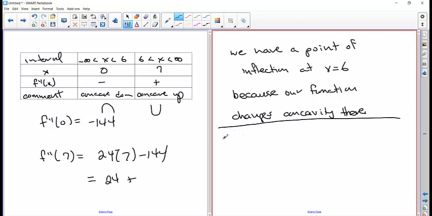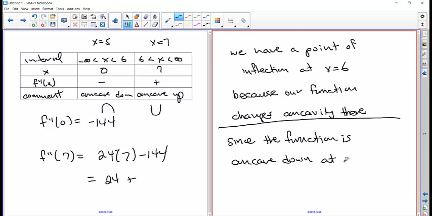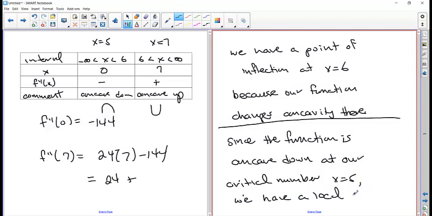Now as far as the minimums or maximums, you can see from this drawing that our critical numbers, x equals 5 is in this interval, and x equals 7 is in this interval. So in the interval where we have x equals 5, it's concave down. So the second derivative test would say, since the function is concave down at our critical number x equals 5, we have a local maximum there.